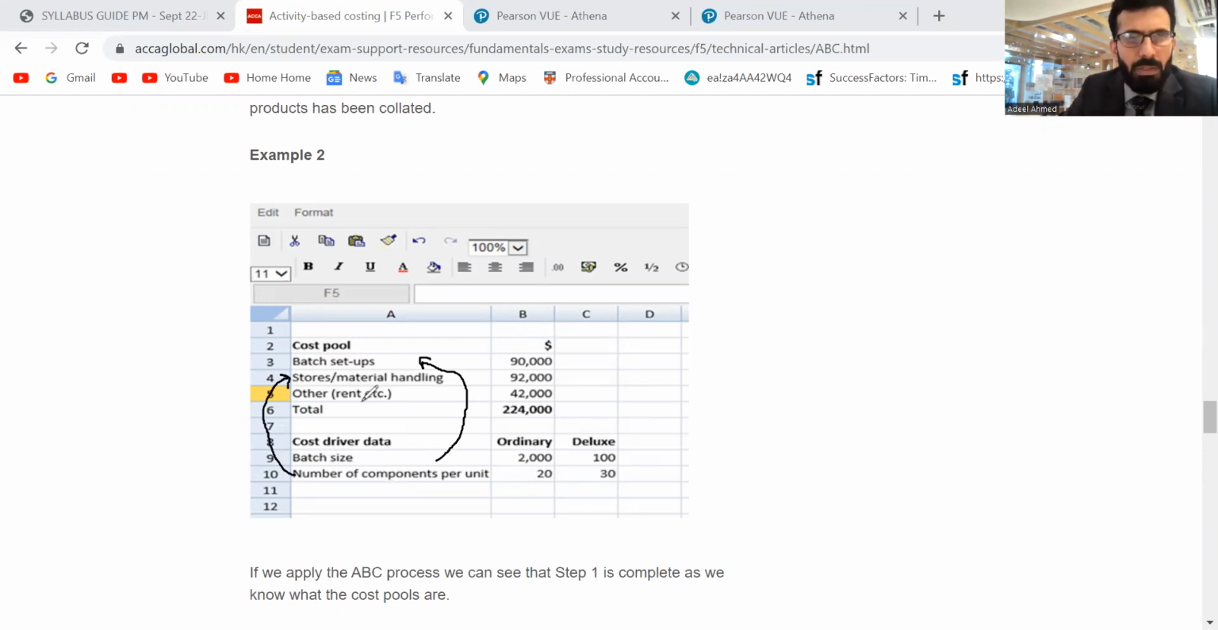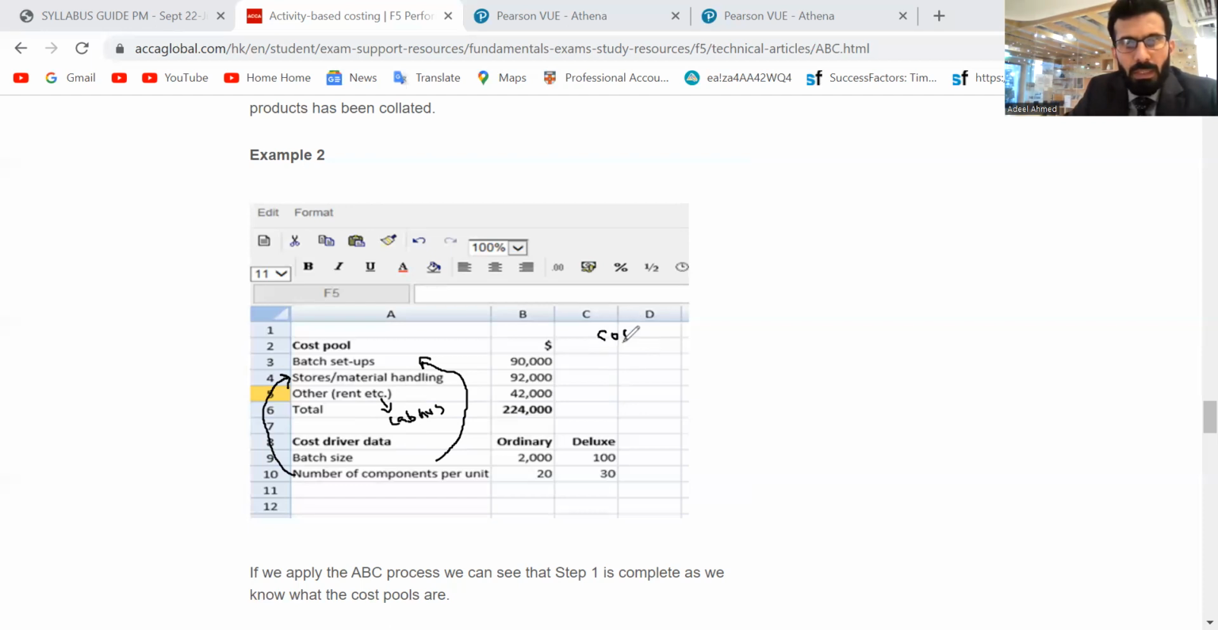And now we have one more activity, other overheads, which is, let's say, rent, for example, and others are also there, but there is no specific information available. So we need here an arbitrary basis, you can say, to absorb this activity. And since there is no other information available in the question other than labor hours, I will assume that labor hours will be used to absorb this other overheads. Okay.